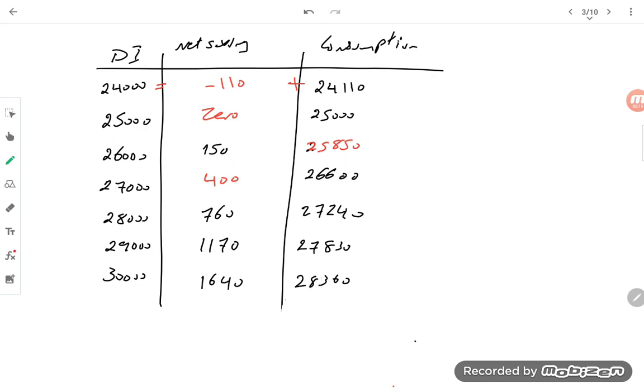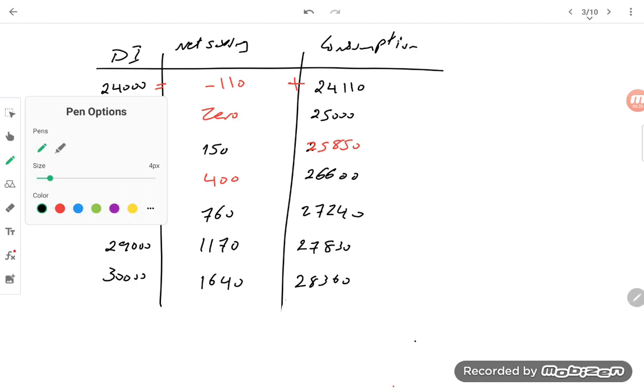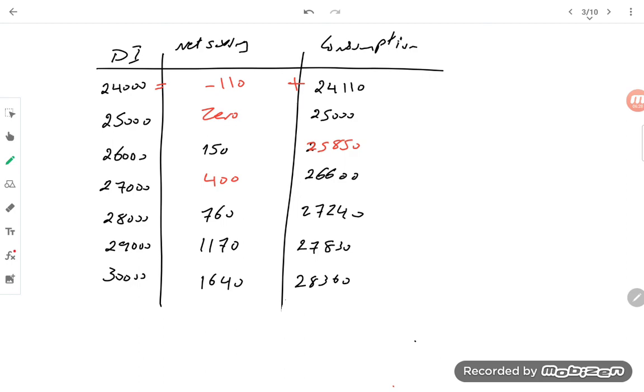From this schedule, we can divide the value of consumption and savings into three main parts. Number one, when savings is negative, or consumption is greater than disposable income. So this is case number one, and in this case there is dis-saving, or a decrease in savings. Withdraw money from your savings account or bank accounts.